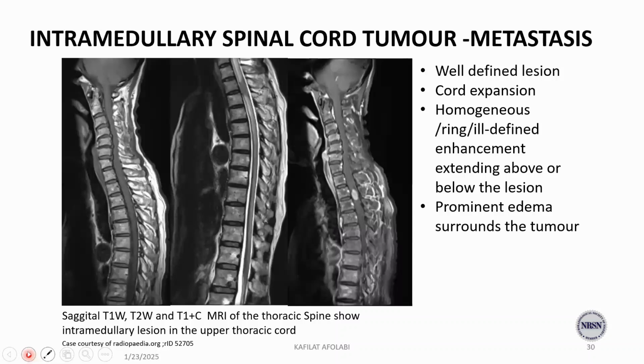So there could also be metastasis to the cord, and again, they may be well-defined lesions. They may be multiple. They may be solitary. And the enhancement pattern may vary. It could be patchy, it could be ill-defined, it could be homogeneous. Again, clinical history is very important.